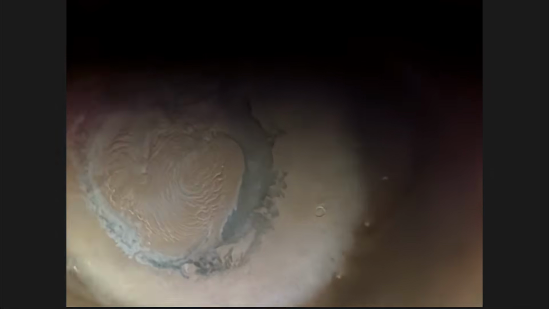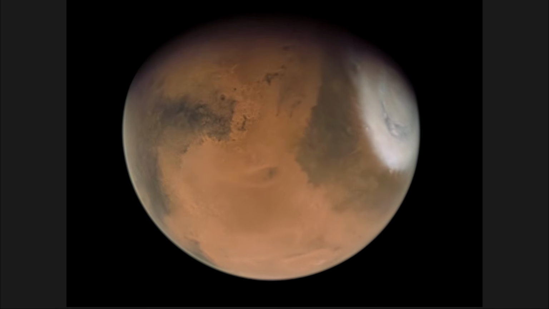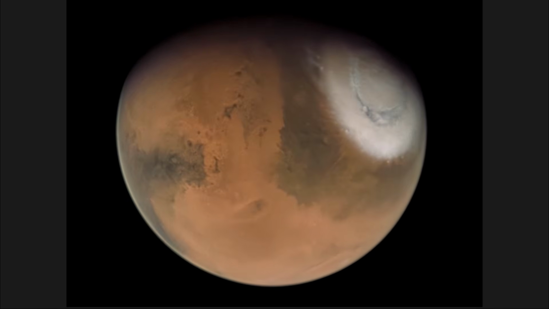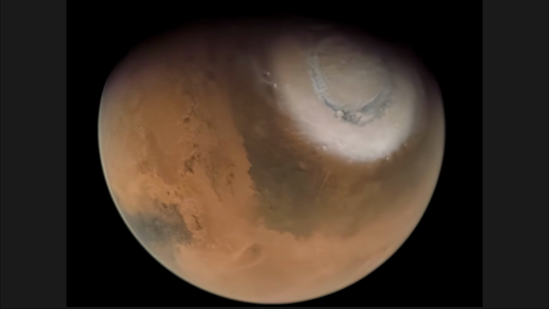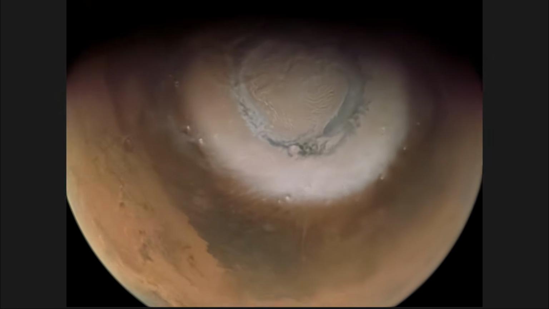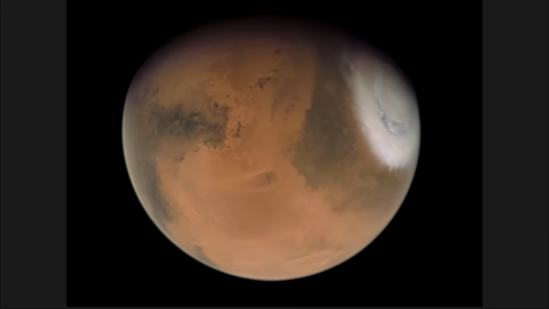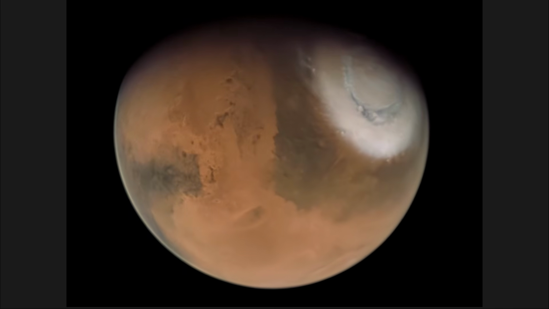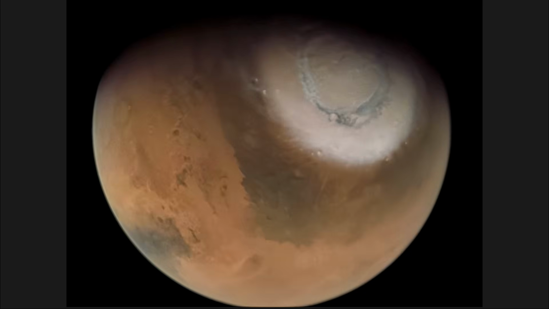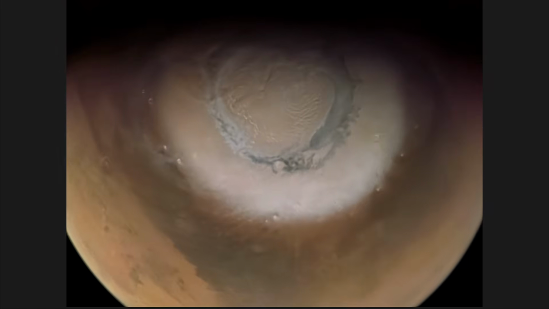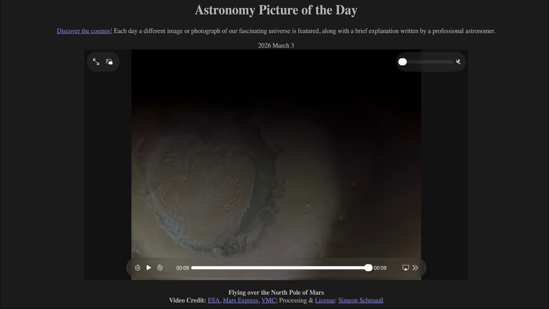So here we can kind of see that as we look at these still images put together into a short video clip showing the northern polar region of Mars as imaged by the Mars Express spacecraft back in 2019. So that was our picture of the day, titled Flying Over the North Pole of Mars.